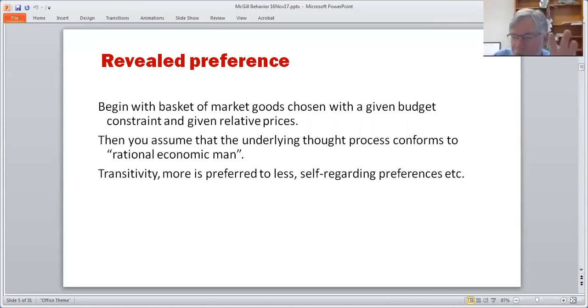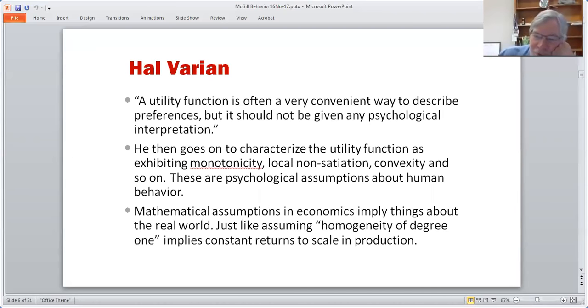Okay, I promise I'll stop this in a few minutes and get to something more interesting. But I think it's important to realize the implications of the results of behavioral economics for this body of theory. And economists try to sidestep it. This is a quote by Hal Varian, probably the author of the best-known microeconomics textbook: "A utility function is often a very convenient way to describe preferences, but it should not be given any psychological interpretation." He then goes on to describe the characteristics of the utility function: monotonicity, local non-satiation, and all these.